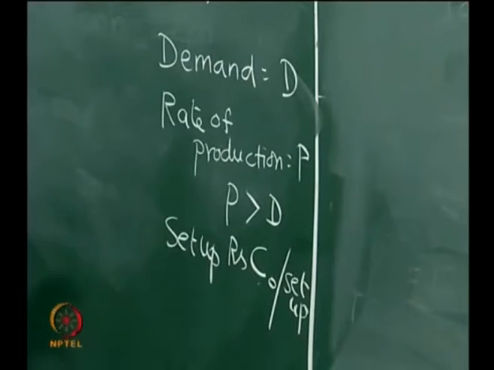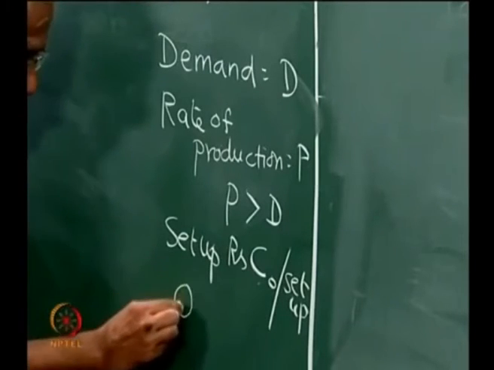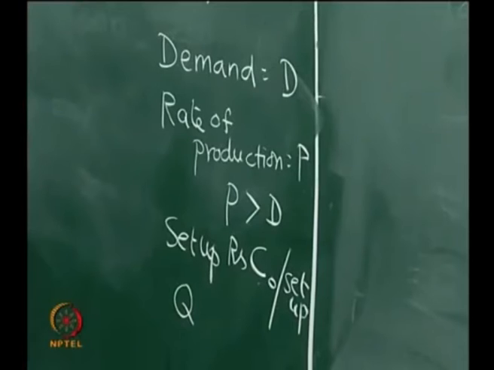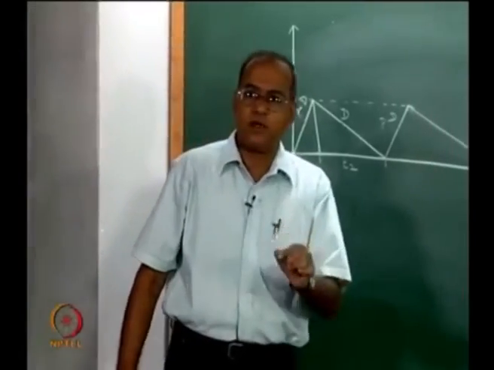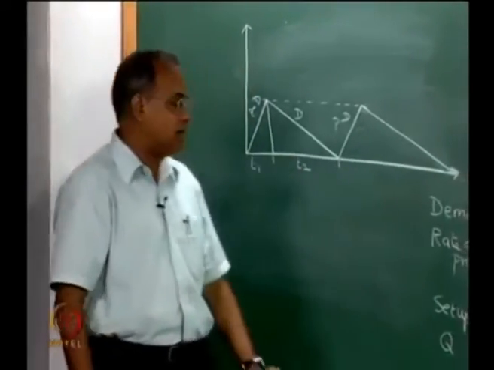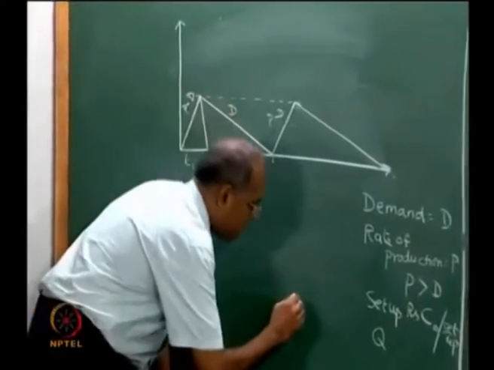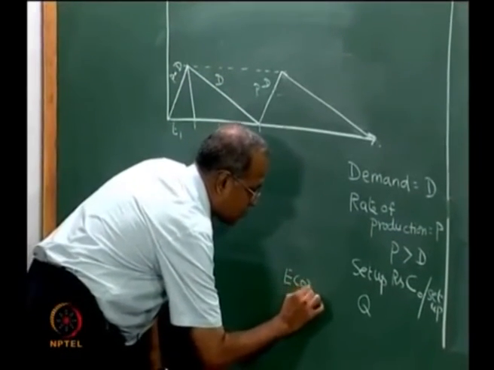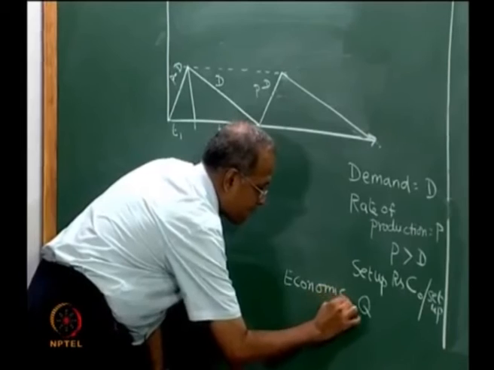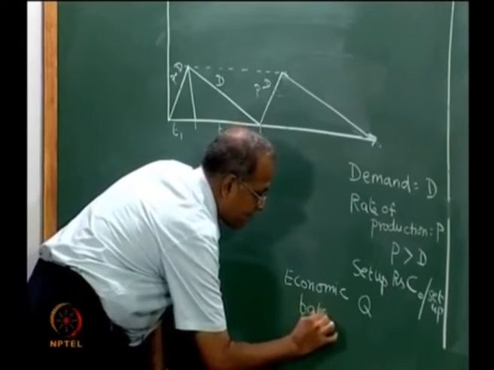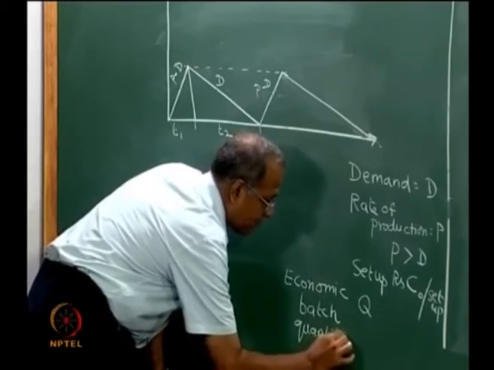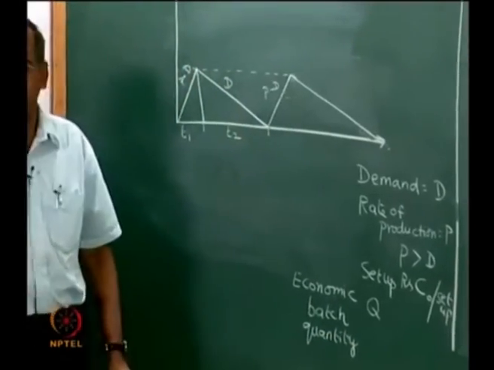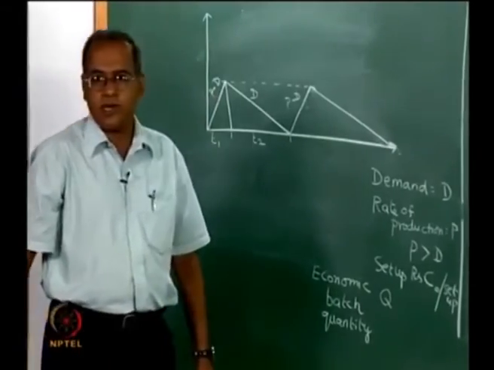Now, we have to find out, whenever we produce a certain quantity Q, what is the economic batch quantity. When we were ordering this item, the Q was called economic order quantity. Now, when we produce, this Q is called economic batch quantity. It is called EBQ, it was called EOQ earlier.